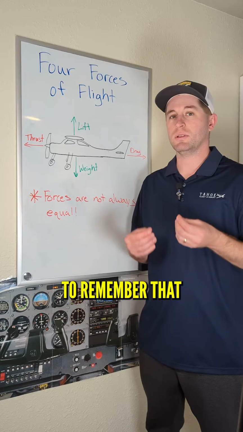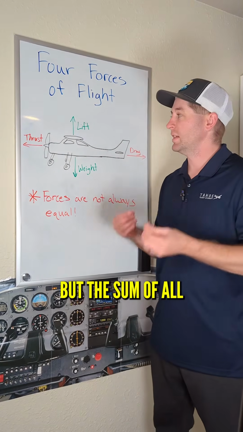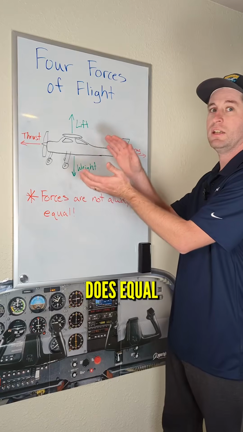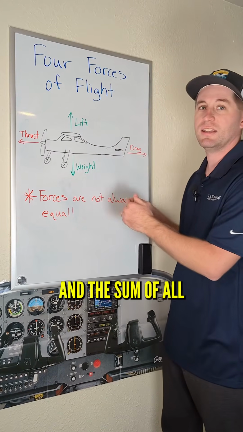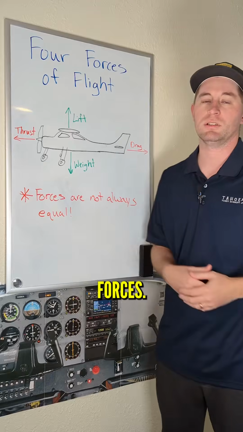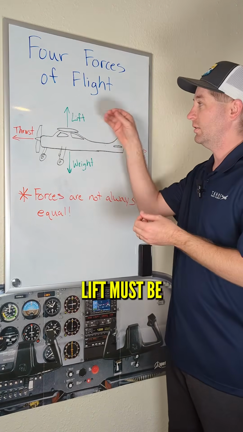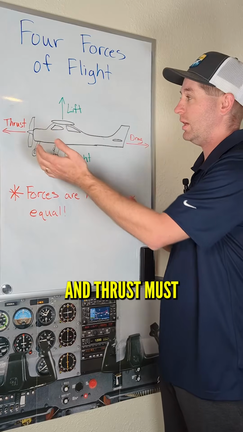Now, it's important to remember that these forces are not always equal, otherwise nothing would happen, right? But the sum of all the forward forces does equal the sum of all the rearward forces, and the sum of all the upward forces does equal the sum of all the downward forces, because forces can act in multiple directions. And in order for an airplane to fly, lift must be greater than weight, and thrust must be greater than drag.